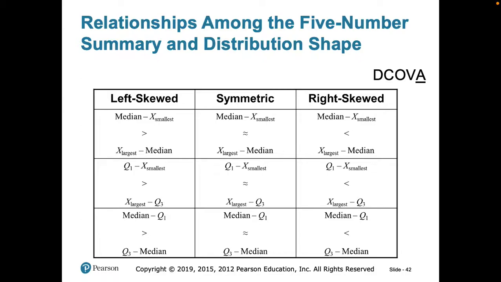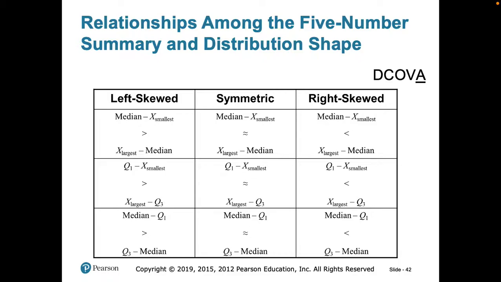Symmetric, right? When you have the bell shape and it's symmetric, that means the median minus the smallest value is going to be roughly equal to the largest value minus the median. It just makes sense because it is symmetric. And then Q1 minus your smallest value is going to be roughly equal to the largest value of X minus your Q3. And finally, your median minus Q1 is going to be more or less the Q3 minus the median.